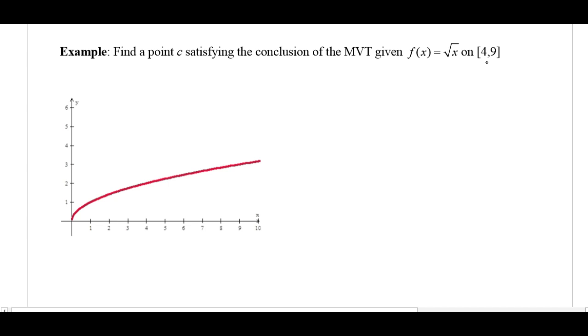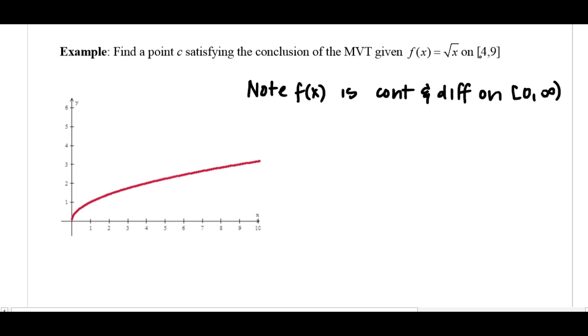So we need to make sure that on the closed interval from 4 to 9, our function is continuous and differentiable. We should know that the function square root of x looks like this. Its domain is from 0 to infinity, and it's continuous and differentiable from 0 to infinity. So we just want to note that f of x is continuous and differentiable on 0 to infinity, or more specifically on 4 to 9, so that we can even use the mean value theorem. So we satisfied the hypothesis.